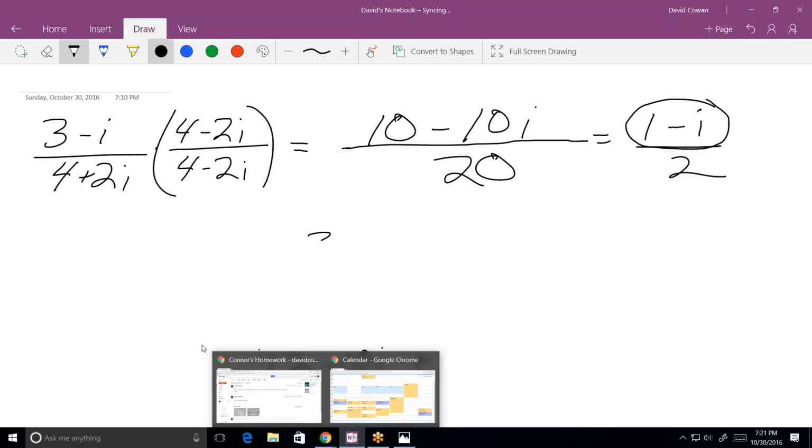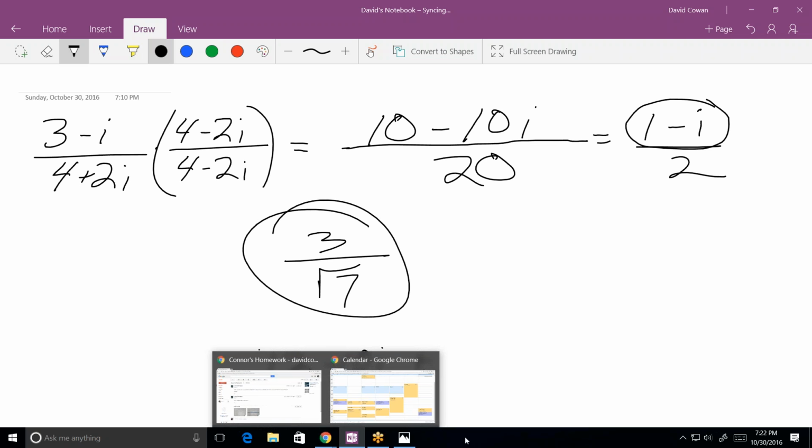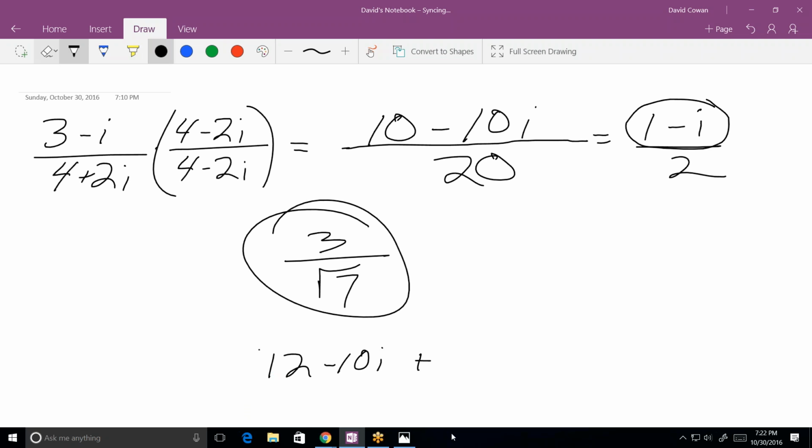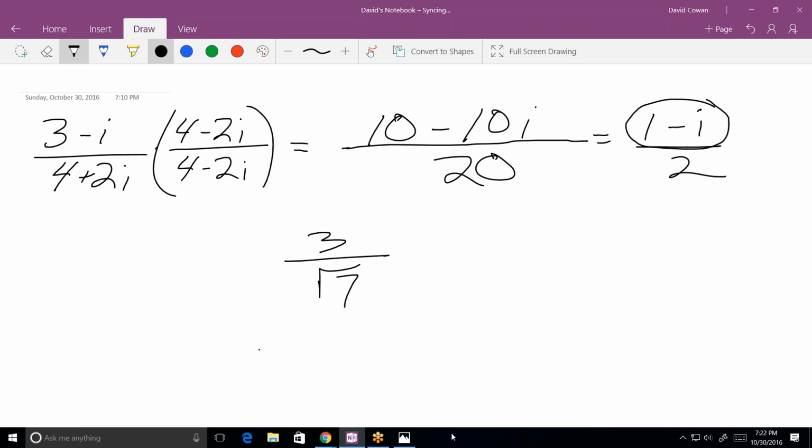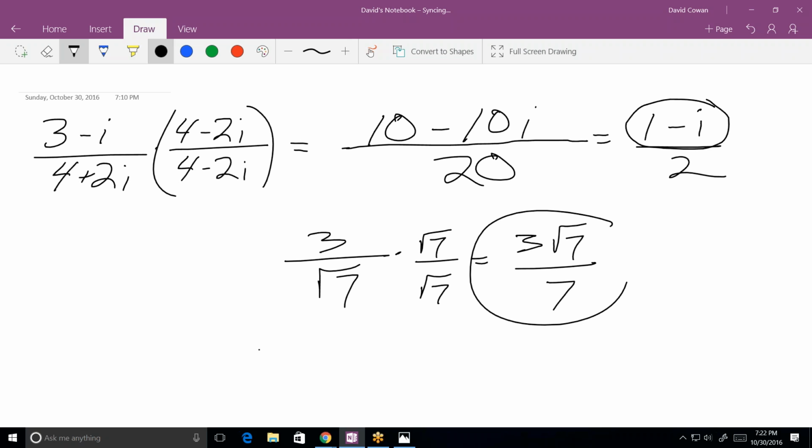Or let's say I had 3 over square root of 7. Looks like a division problem, but it really isn't. It's just a problem that needs its denominator to be made real instead of irrational, to be made rational instead of irrational. So it actually becomes a multiplication problem, and you get 3 root 7 over 7. So this is the answer. It wasn't a division problem. I never at any point divided anything. It was always a multiplication problem. Same with complex numbers, basically.